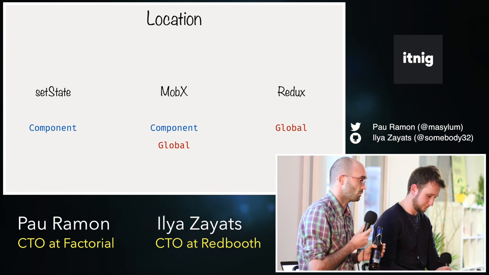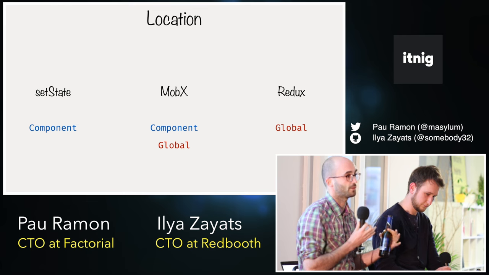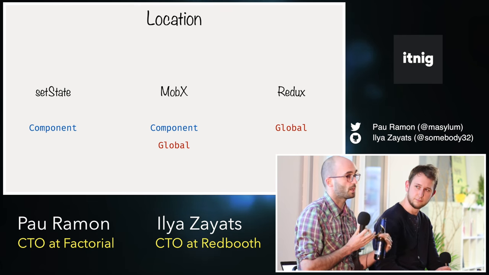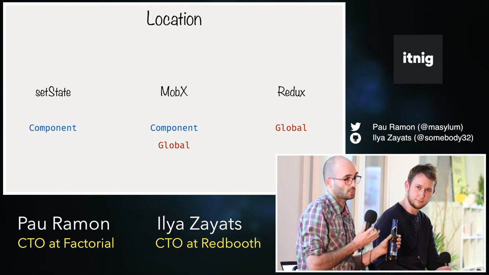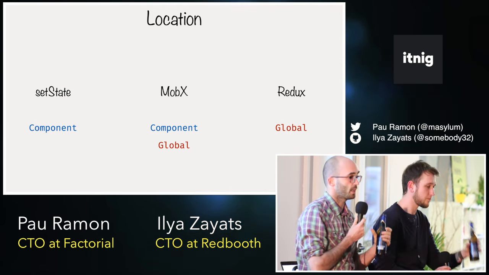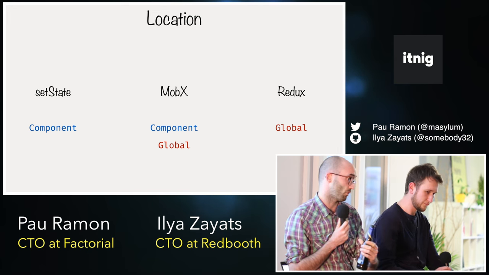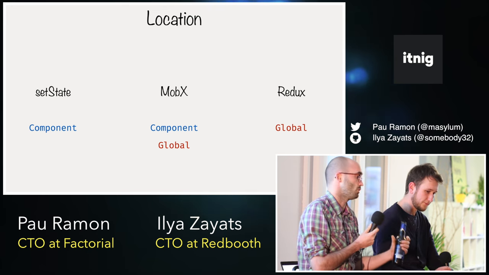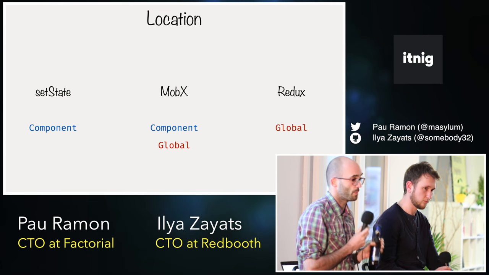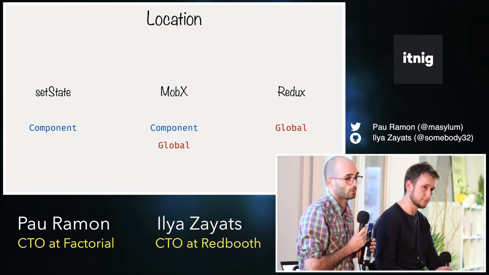Some people say it gives you too much freedom, but basically it doesn't force you to shape your state in any way. So you can have, as I said, some state on the component, some state outside. You can have the state looking as a graph, for instance, while Redux forces the state to look like a tree. We're going to talk about this later on. So basically it's a bit more for cowboys, I would say.